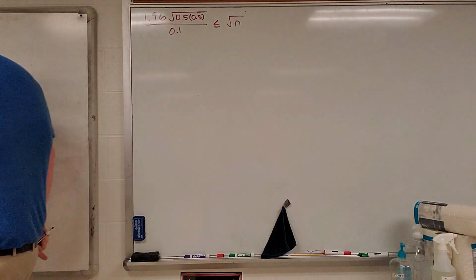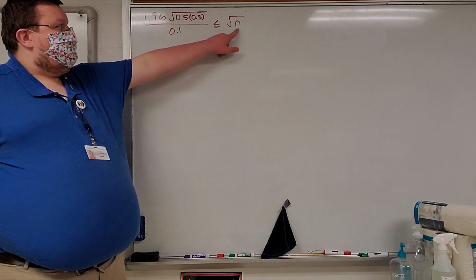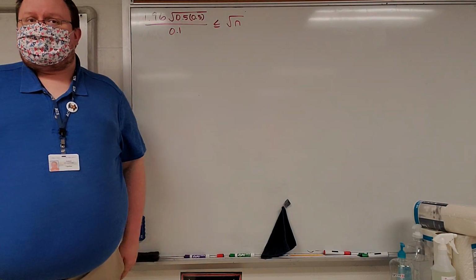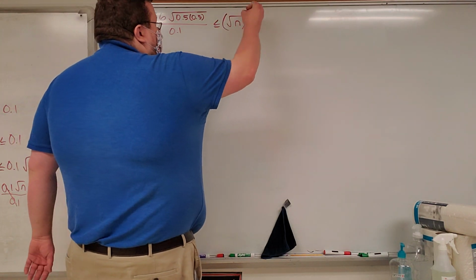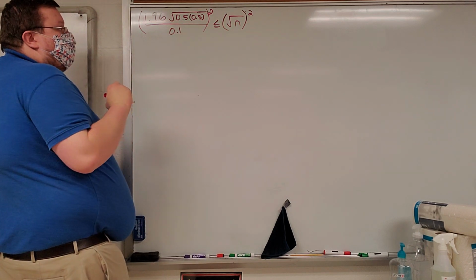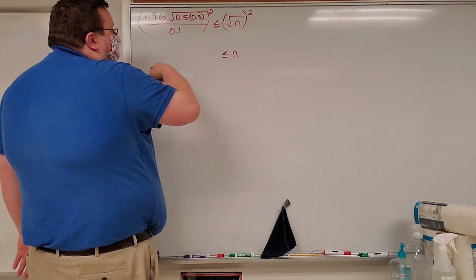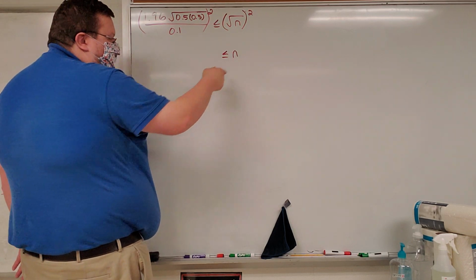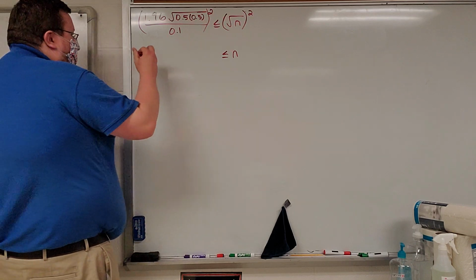If I want just n, how do I get rid of that square root? Yeah, because I want to get n by itself, but it's got that square root on it. I'd square both sides. Square all that. That's going to give me n is greater than or equal to all this, in other words, if you read it backwards.